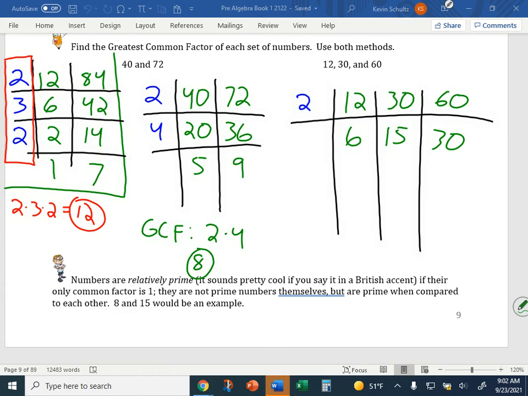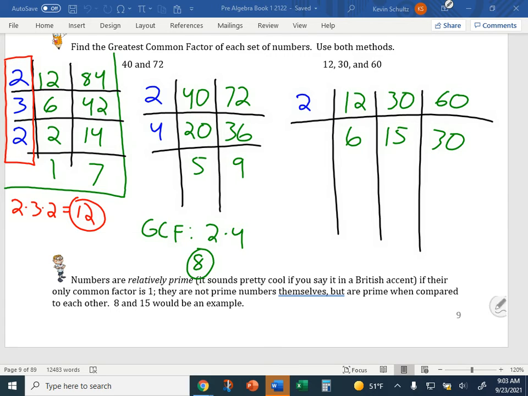Question? What do we put in that blank spot under the 2? We have nothing yet. What we're going to put there is a number that goes into 6, 15, and 30, but we're not quite there yet. Okay.